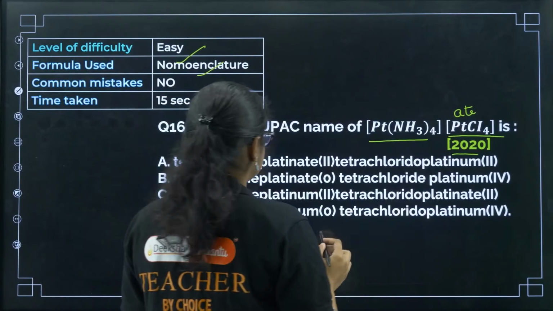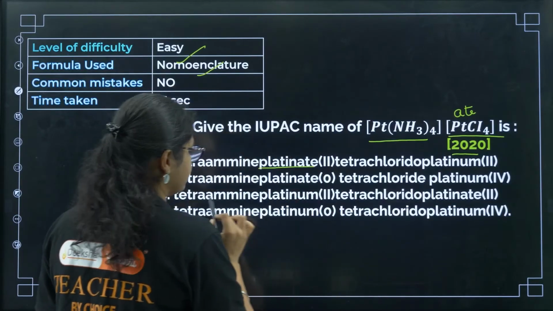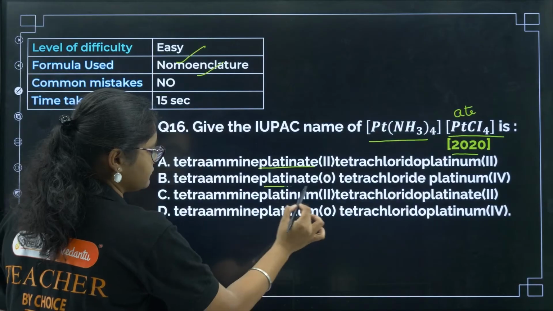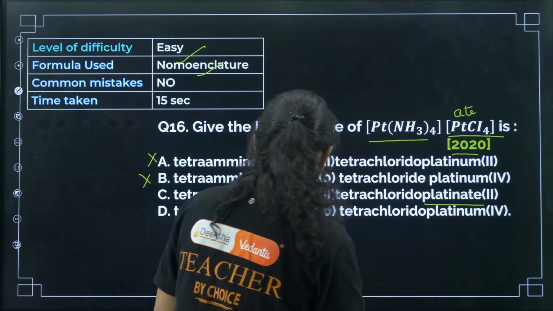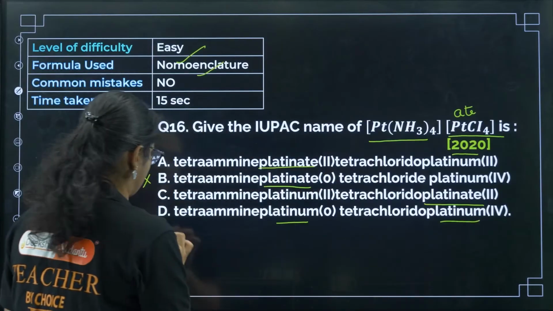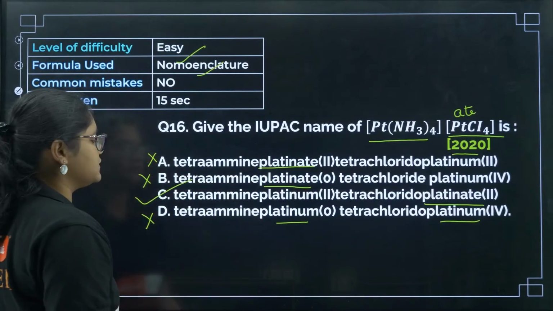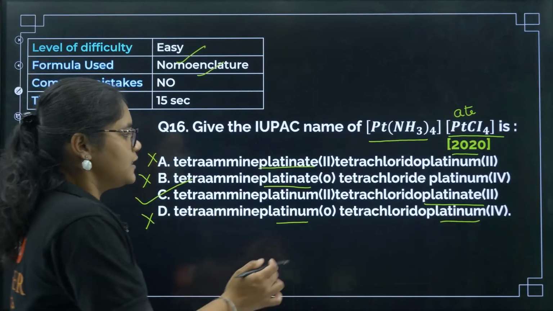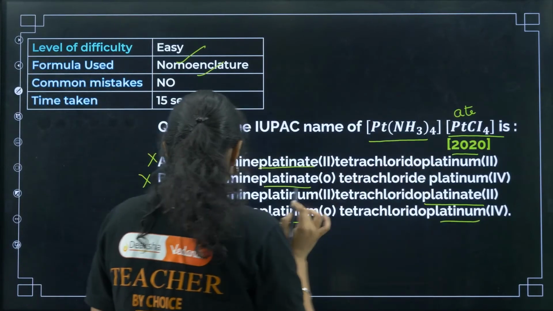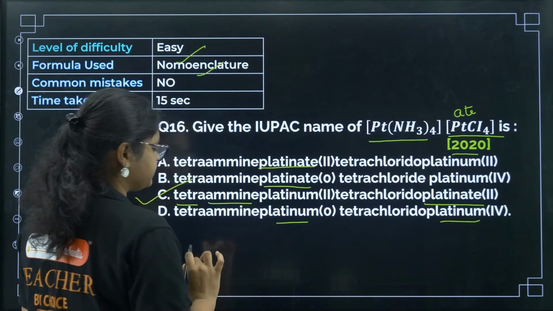Okay, so you can see that here first is platinate, so we can eliminate this option. Here also first platinate, so we can eliminate this option. Here there is platinate and here both are platinum, so we can eliminate this option also. The correct answer will definitely be option number C. But now let us check the answer. So we have here 4 amine groups, so I have tetraamine.